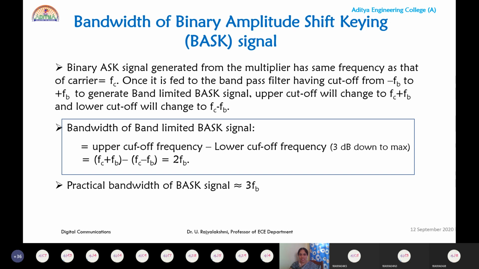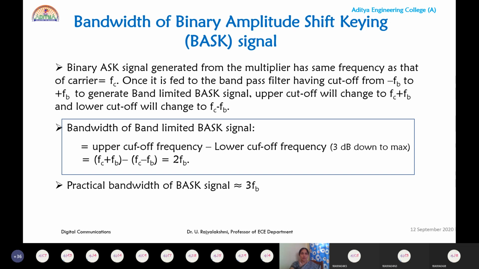So what is the bandwidth of the ASK signal? 2fb. In terms of bandwidth, our ASK signal provides the best response. It is a bandwidth efficient technique because its bandwidth is only 2fb, where fb is far less than fc. In real-time applications, the practical bandwidth of the ASK signal is 3fb. What is the practical bandwidth of the ASK signal? 3fb, but the general bandwidth is 2fb.